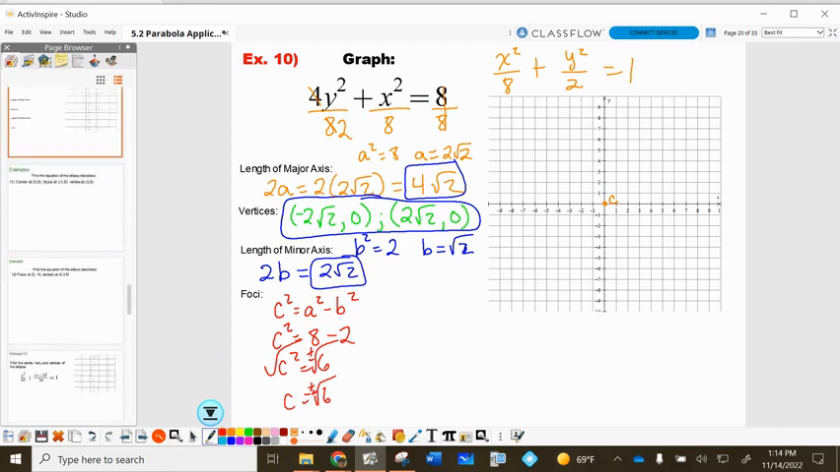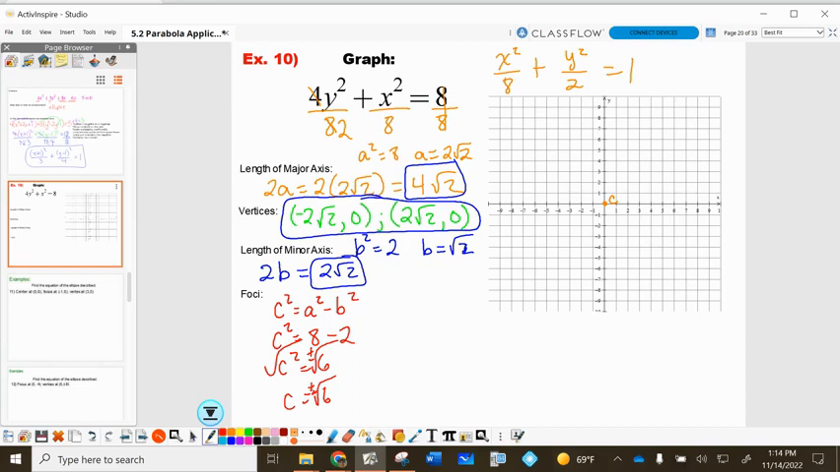And so the location of the foci goes in the same direction as the major axis. So for us, this is in the x direction. So from the center, I would go negative square root of 6, comma 0, and I would go positive square root of 6, comma 0.